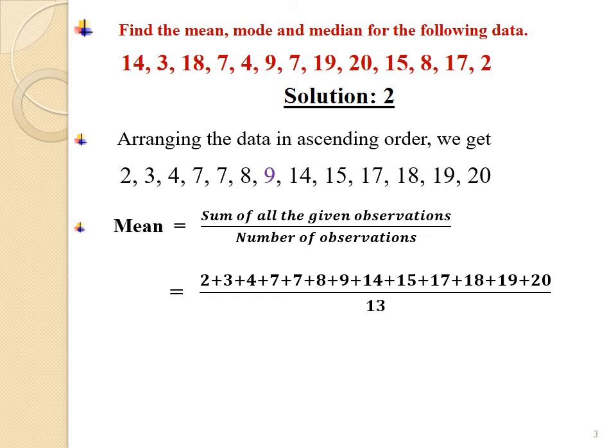Now adding all these observations and keeping 13 as it is, we get 143 by 13. Now dividing 143 by 13, we get 11. Thus mean equals 11. Now mode. Mode equals 7 as 7 occurs maximum number of times, that is 2 times.